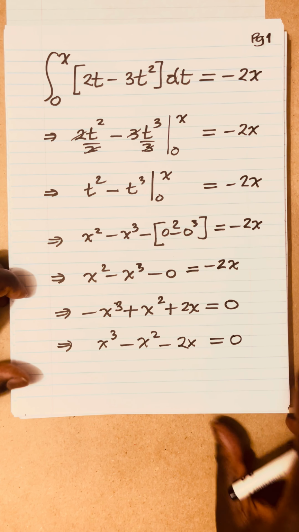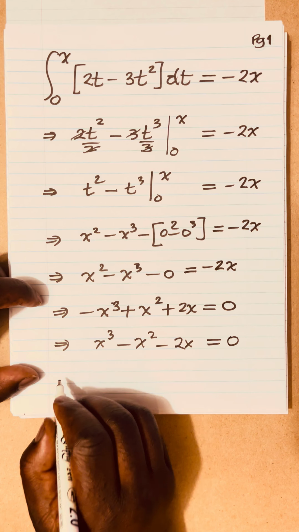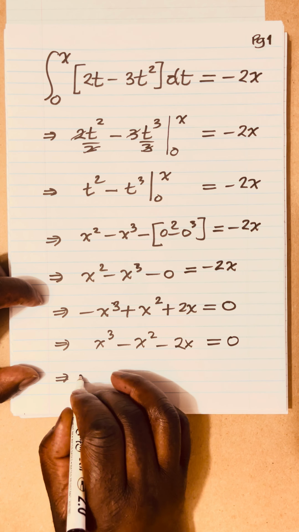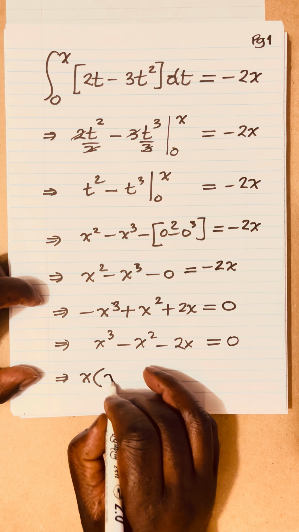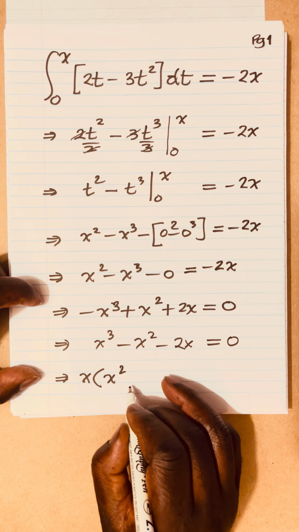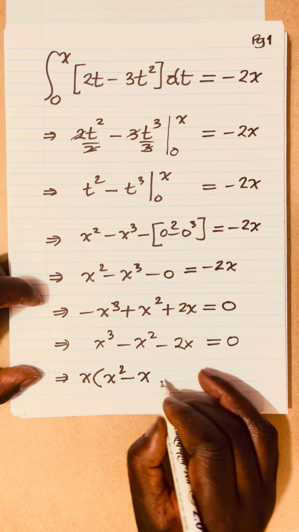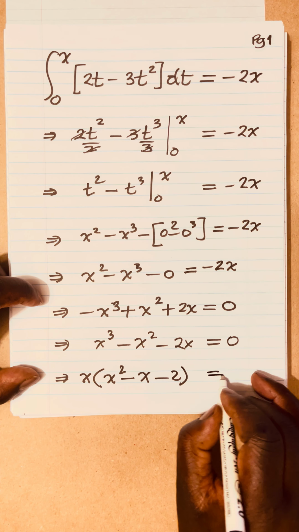Let's factorize the left hand side. We see the common factor there of x. So we take x out. X into x cubed is x squared. X into minus x squared is minus x. X into minus 2x is minus 2. And this is equal to 0.